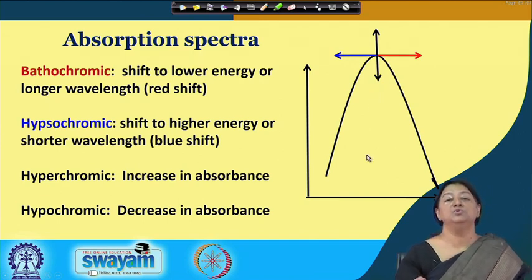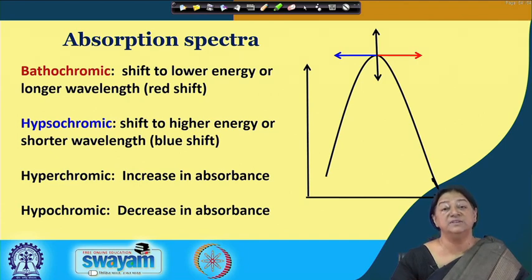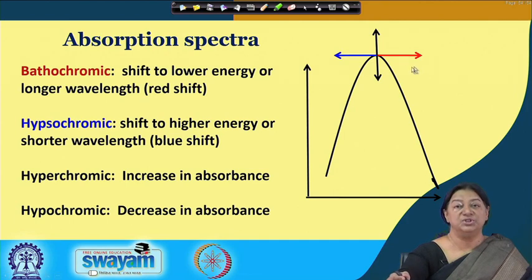Now, when are we going to observe these? We are going to observe these when there are specific interactions in the molecules. What do we mean by this? We mean that if the tryptophan is perturbed, if the tryptophan is exposed, we will see what these terminologies actually mean later on. We could have a red shift, we could have a blue shift, we could have an increase in absorbance, we could have a decrease in absorbance. So, these are the possibilities that could occur.